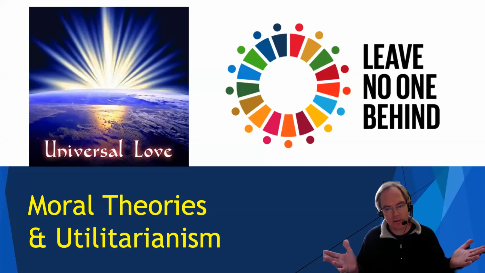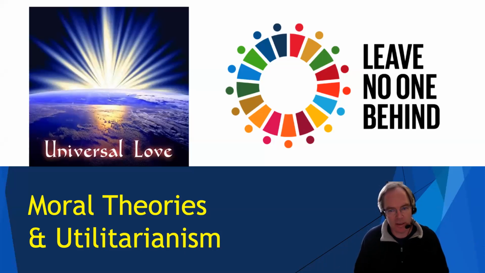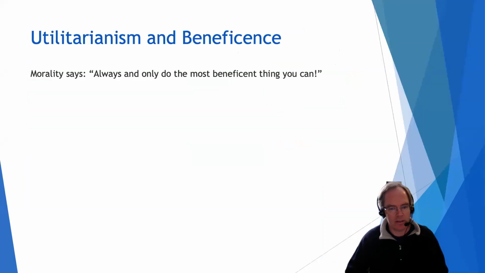Utilitarianism is a theory that says morality is a matter of beneficence, just universal love, is one way to think of it initially. They're really big on leaving no one behind. They think everyone's well-being matters, and you should be beneficent to everyone. So in that way, it's an appealing theory. You could start out from the idea that morality says always and only do the most beneficent thing you can. So do good, make the world a better place. From the utilitarian point of view, that's what morality is all about.